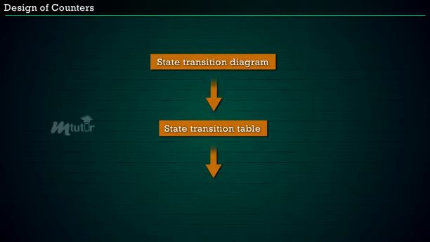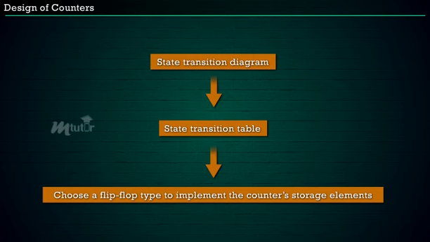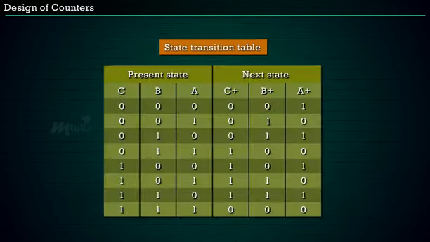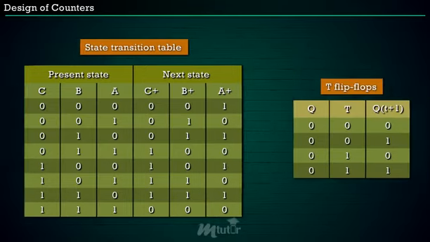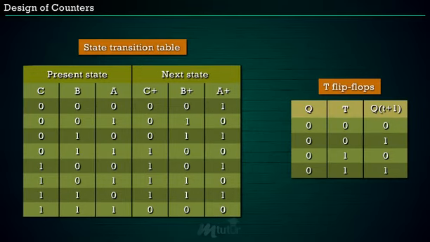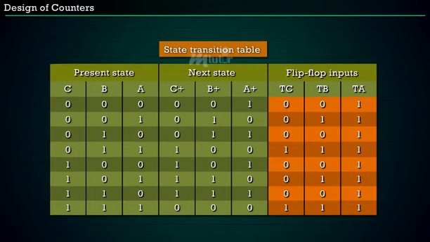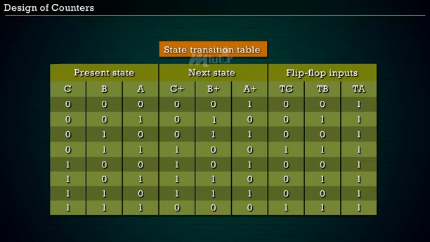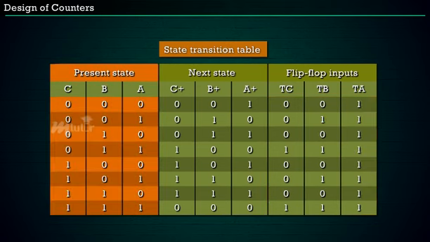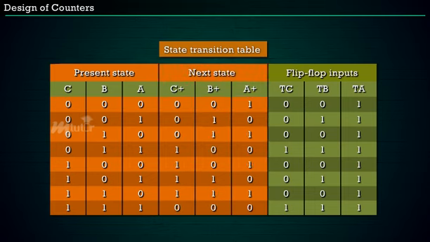The next step is to choose a flip-flop type to implement the counter's storage elements. For example, toggle flip-flops are chosen for this state transition table. The truth table for T flip-flop is displayed. The inputs that must be presented to toggle flip-flops to implement the desired state transitions is displayed. It is obtained by comparing the present state and next state.